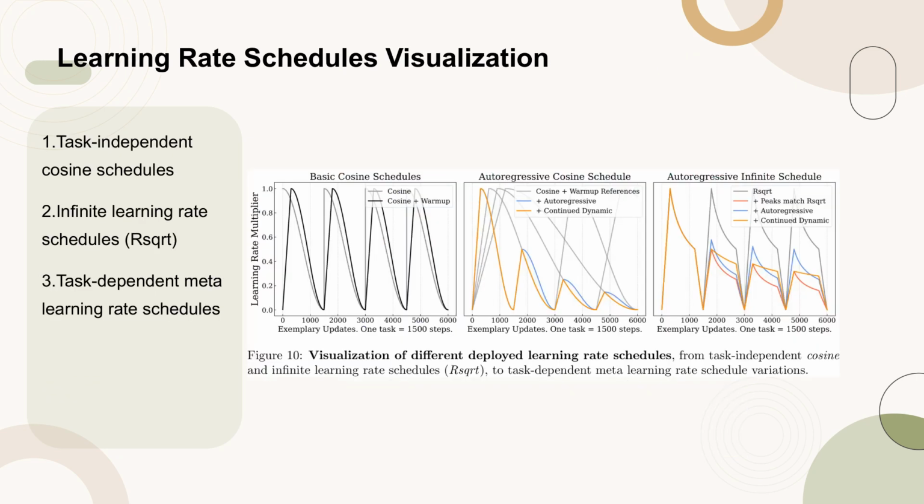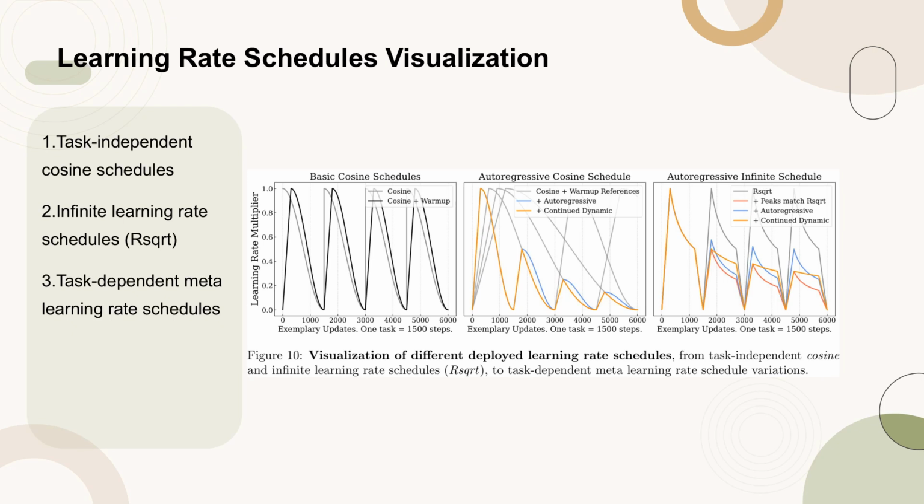Figure 10 illustrates various learning rate schedules used in the context of continual pre-training. On the left, task-independent cosine schedules are shown, which apply the same cosine schedule for each task. On the right, infinite learning rate schedules, specifically the RSQRT schedule, are visualized. These schedules include a cooldown phase to gradually reduce the learning rate.